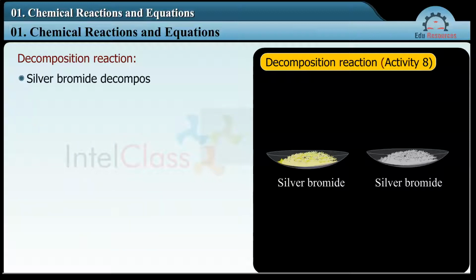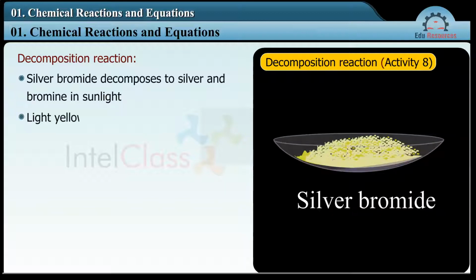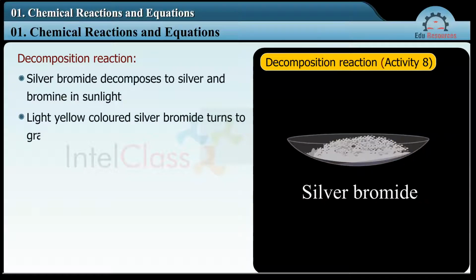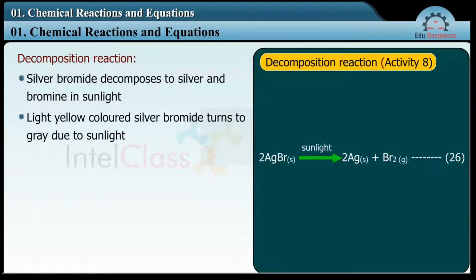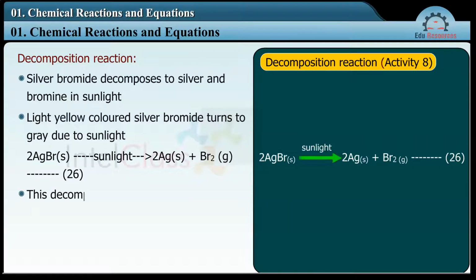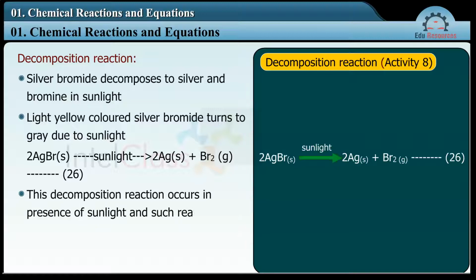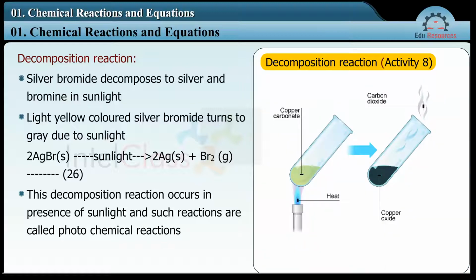Silver bromide decomposes to silver and bromine in sunlight. Light yellow colored silver bromide turns to grey due to sunlight. 2AgBr in the presence of sunlight gives rise to 2Ag plus Br2. This decomposition reaction occurs in the presence of sunlight, and such reactions are called photochemical reactions.